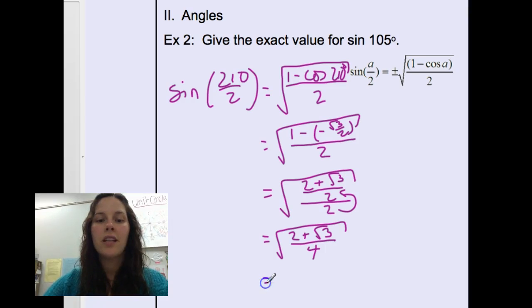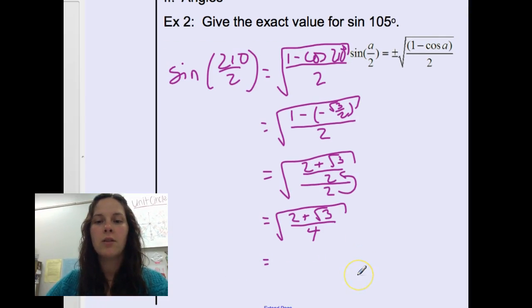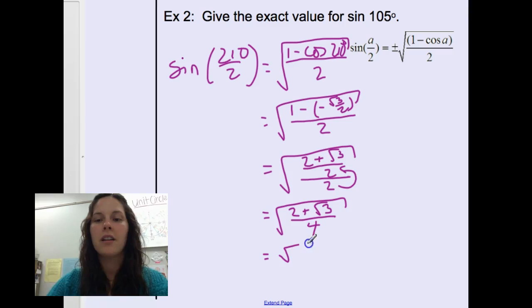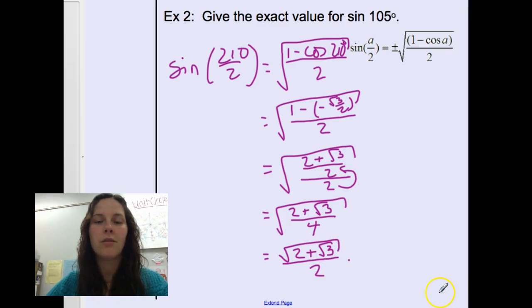That 4 is a perfect square, so I'm going to simplify my denominator. And even though I should be simplifying that radical within a radical, we decided that we're going to leave that algebra alone, and you guys can leave it simplified in this form.